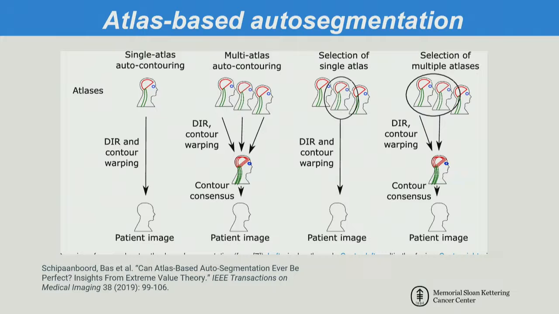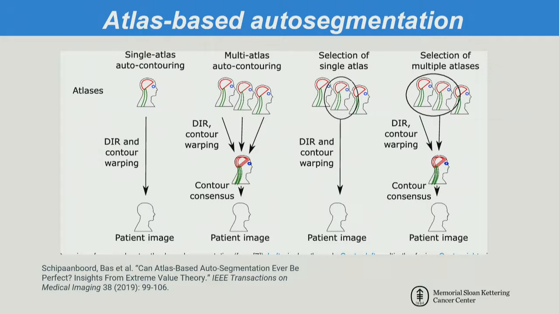There are different ways to do it. So you can have one atlas or database that has just one patient, and then you deform that one patient who has everything contoured. You deform that to your new image, to your patient image, and then you transfer those contours.